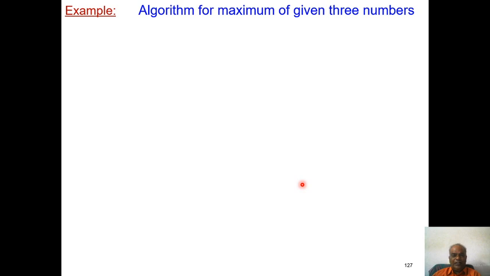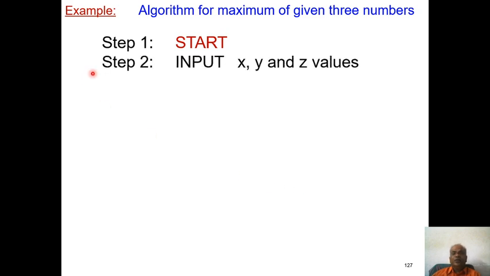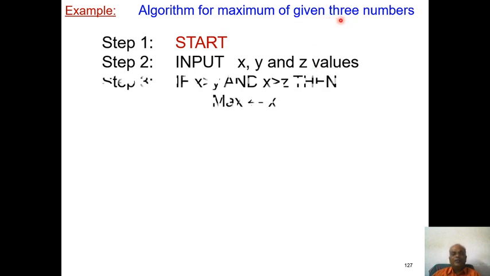Similarly, I will explain through algorithm. Algorithm for maximum of 3 numbers. Or else you can go with 2 numbers. Here I am explaining 3 numbers. Then you go for 2. Here start as usual. Input 3 values x, y, z. Why? Because here we are going to find out the maximum of the given 3 numbers. If x greater than y and x greater than z, then which is max? x is max.